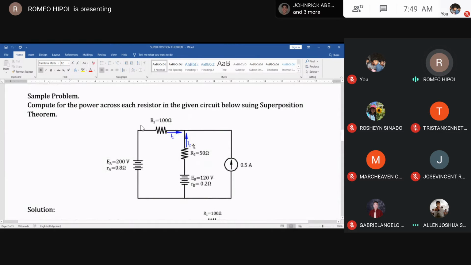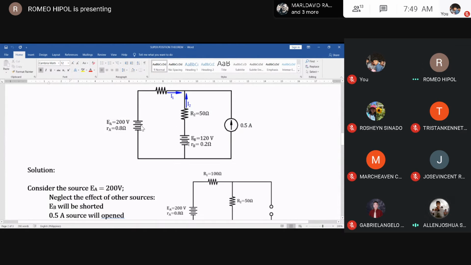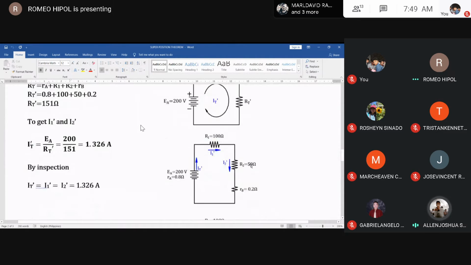In I sub 2, set tayo na upward. Yung direction for R, mapapansin nyo is opposite to the initial direction. So, meaning, we can set the current flowing I2 prime as negative.